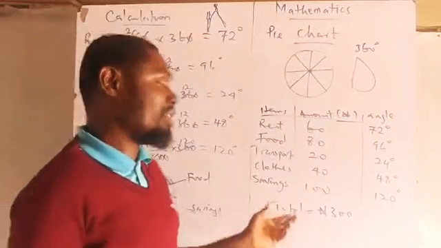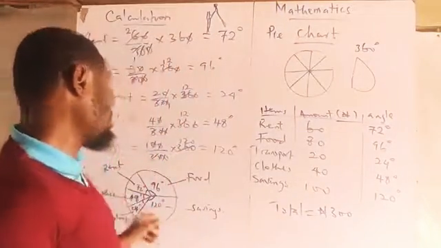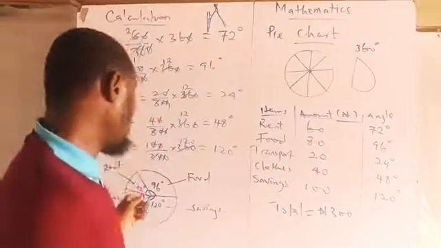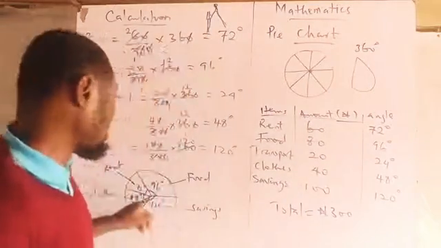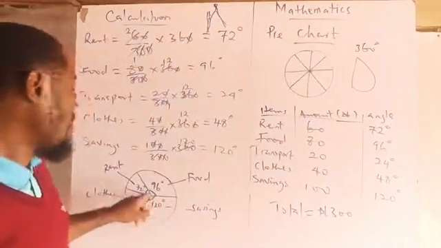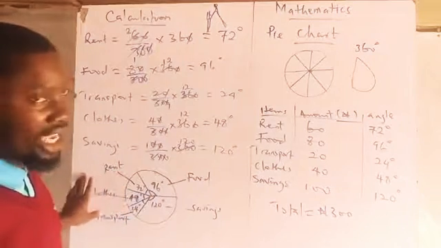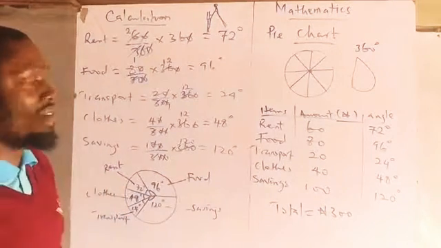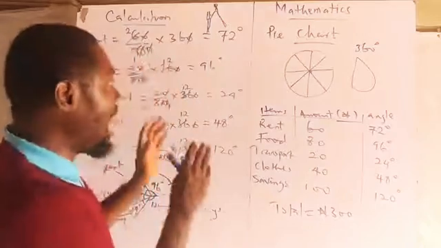If you're done, use your pair of compasses to draw a circular shape. Use your protractor to measure out each of these angles carefully, starting from the center of the circle, and put the information properly that we have on the board here. Once you're done with that, then you have answered the question. This is all about the pie chart.